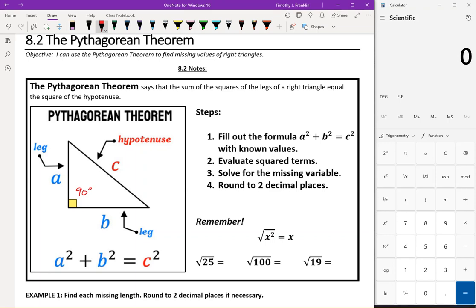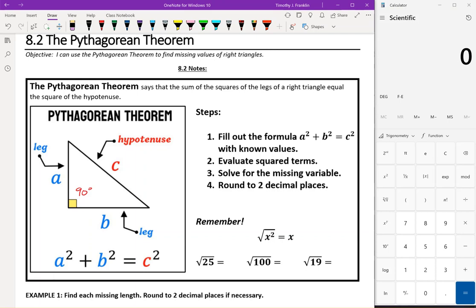So if you look at a right triangle, you have two legs, which are the two sides that make the 90-degree angle. And then you have the third side, which is called the hypotenuse. And so the Pythagorean theorem says that if you add up the squares of the legs, it equals the square of the hypotenuse. So a squared plus b squared equals c squared, which is probably something you've heard before, even if you haven't used it. And so what we can do is use this formula to find missing side lengths of right triangles if we know two of them.